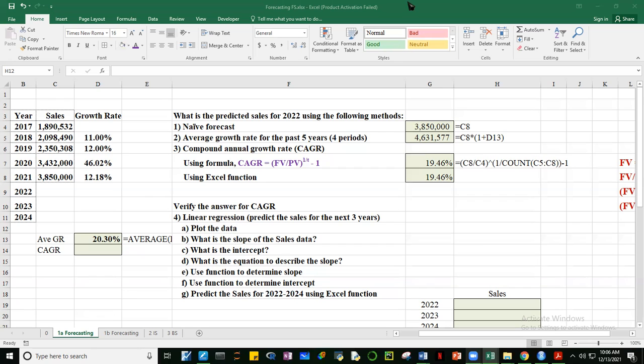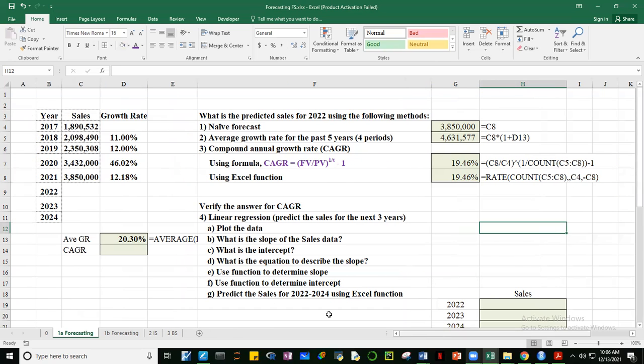Yes, sir. Okay, yes. Okay, good. Right, sige. Okay, so good, no? Let me just copy this. Okay. So we saw that the CAGR, guys, is the same whether we use the formula or we use the RATE function. Okay, so let's move on, guys, and we're asked to verify.